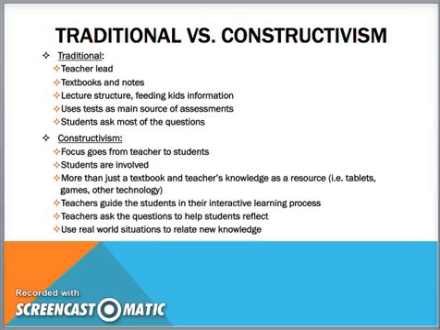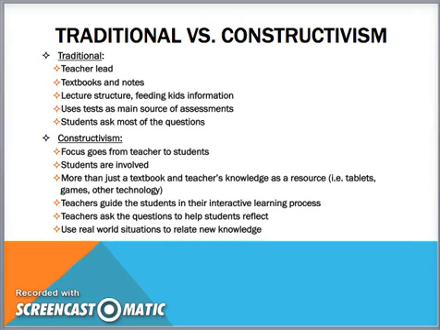Traditional versus constructivism. In a traditional class, the teacher leads and uses textbooks and notes. It's a lecture structure, feeding kids information nonstop, and it's almost like an information overload. It uses tests as the main source of assessment, and the teacher asks most of the questions.